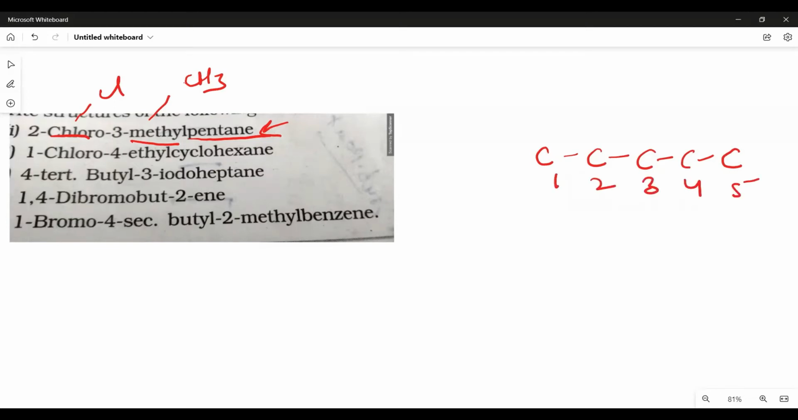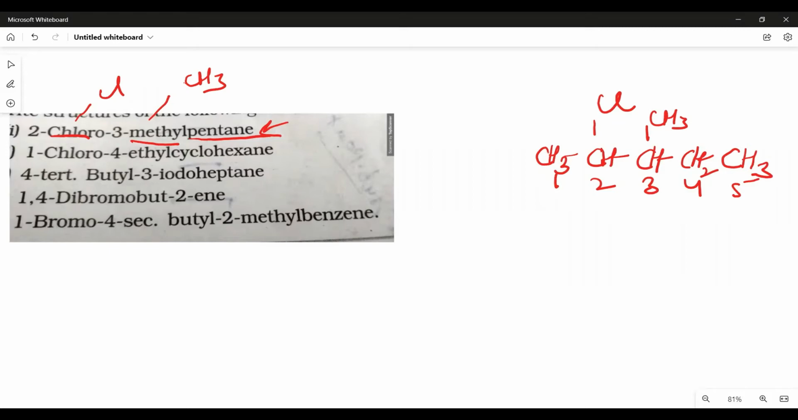Now see, at the second position there is chloro. At the third position there is methyl. Up or down, you can attach them anywhere. Now all the functional groups and the parent chain we have written. You know well carbon is tetravalent, so you have to fill the positions with hydrogen atoms. Wherever you need hydrogen atoms, complete the 4 valencies of carbon and you may write down the structural formula of the particular compound.